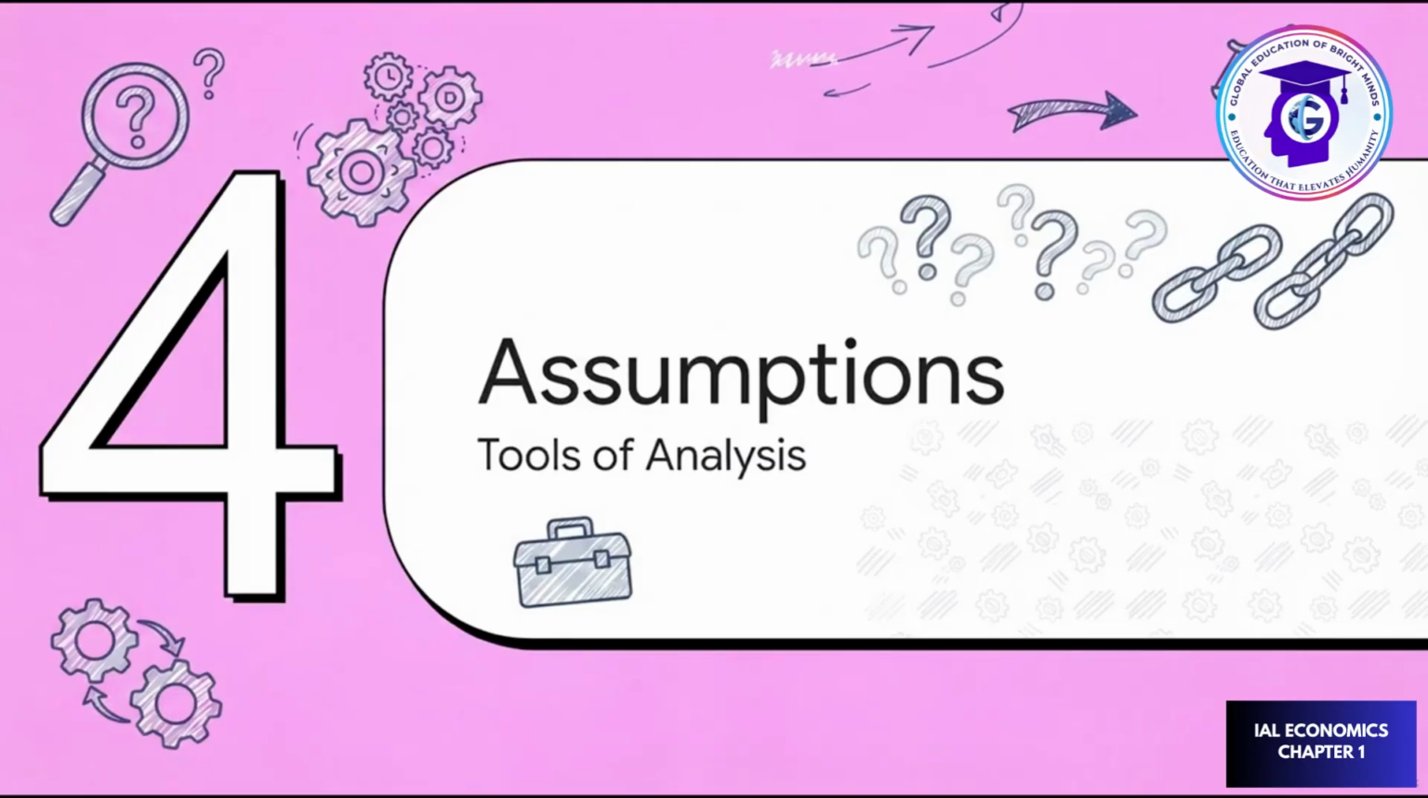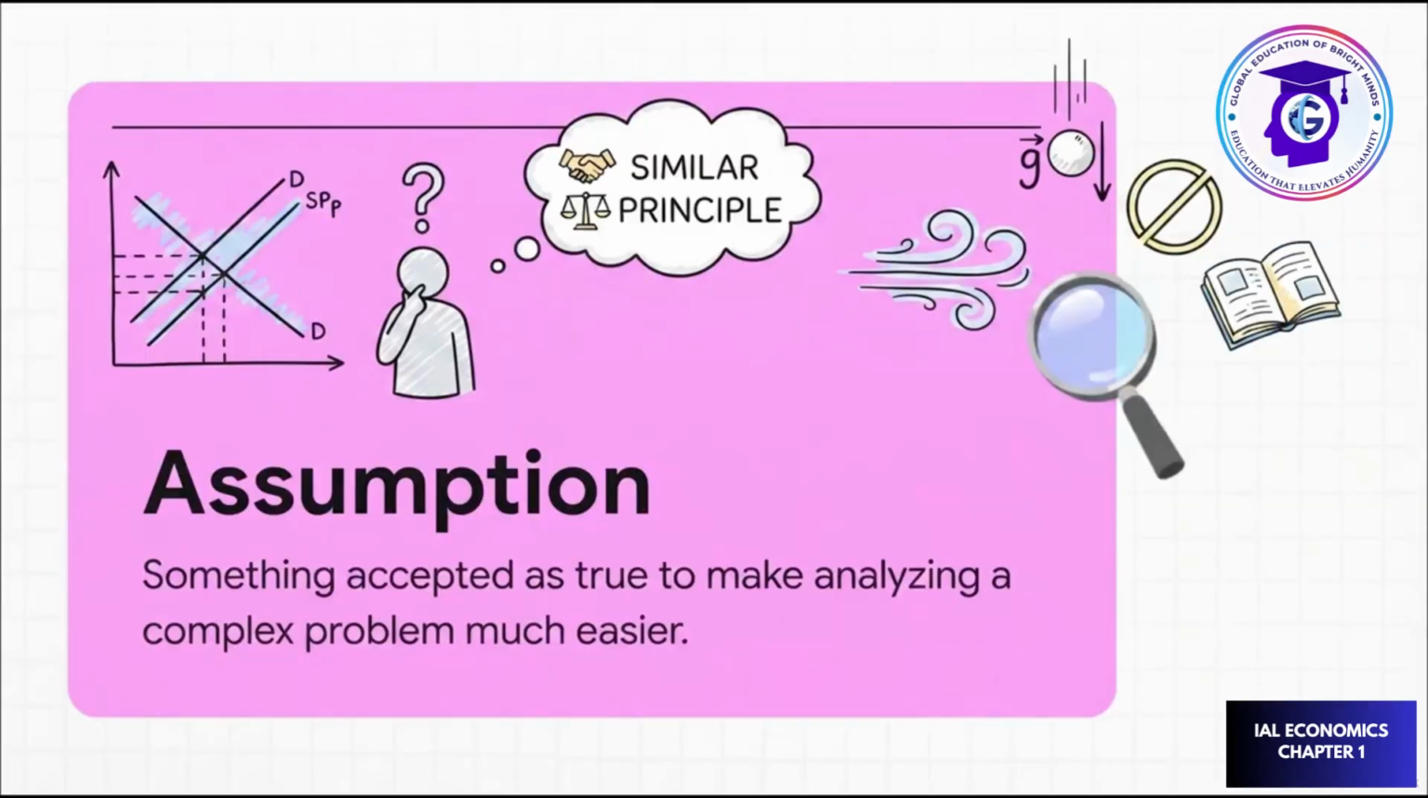Next up, Section 4, Assumptions and Ceteris Paribus, the tools of analysis. Okay, listen up, because these next two concepts are a huge shift into crucial IAL exam terminology. They are absolute must-knows for your syllabus. First, let's define an assumption. An assumption is something economists accept to be true in order to make analyzing a really complex problem easier.